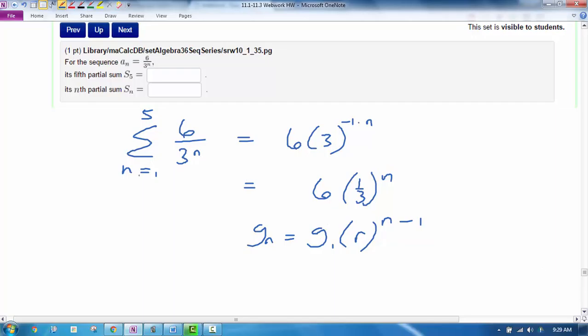My first term is what I get when I plug in 1 here. 3 to the first is 3, so that'd be 2. My first term is 2. My ratio is 1/3 to the n minus 1. So here is the explicit rule for the sequence right there.